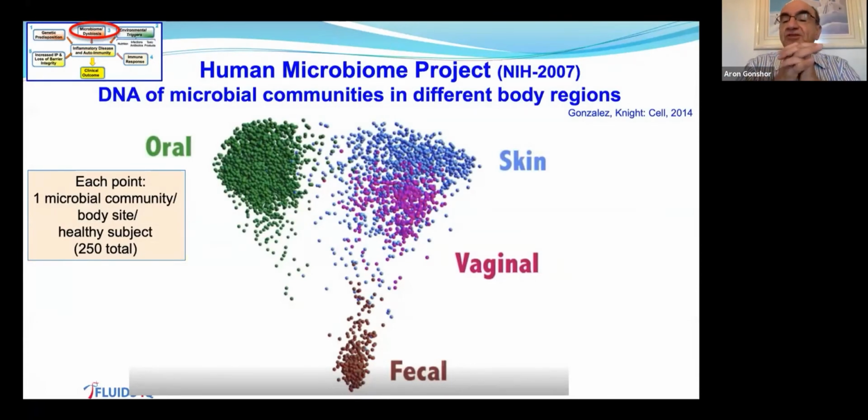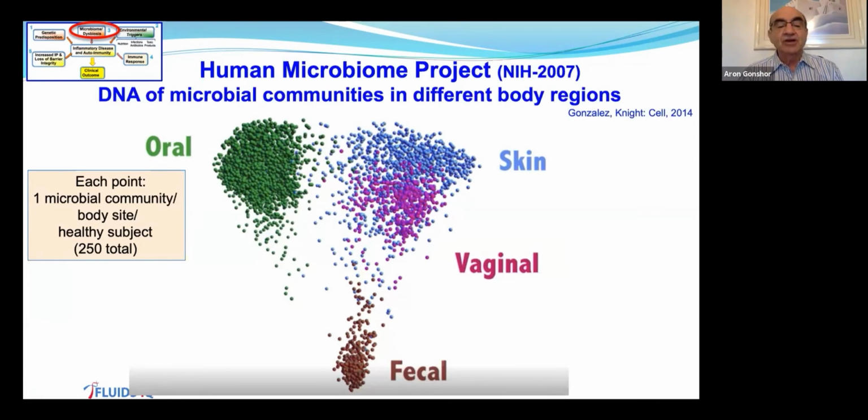I don't know how many of you know about this, but starting in 2007, there was a project of NIH which was called the Human Microbiome Project, and it continues to this day. And it talks about the DNA of microbial communities in different body parts. So it's not just different people or different microbes. Within the same person, you have microbes in different parts of the body that are living on different planets relative to each other. So each one of the points here, by the way, represents one microbial community in one body site in a healthy subject.